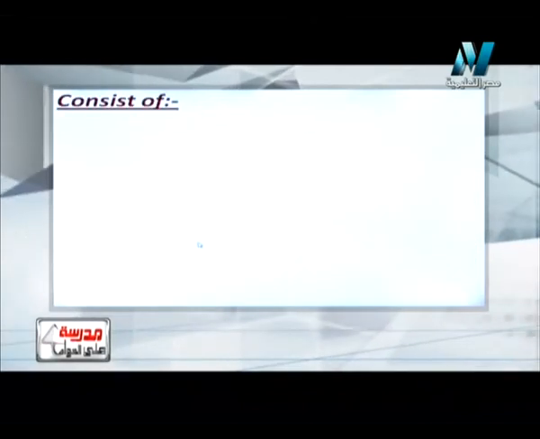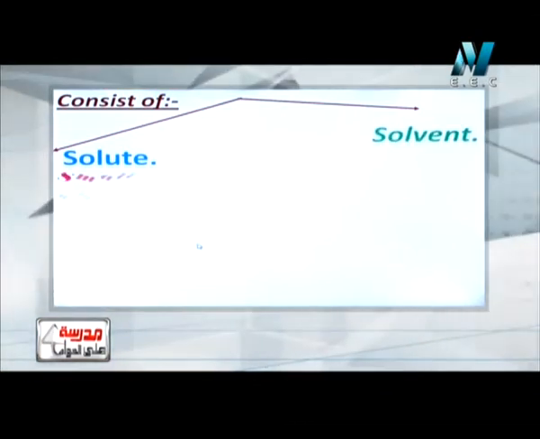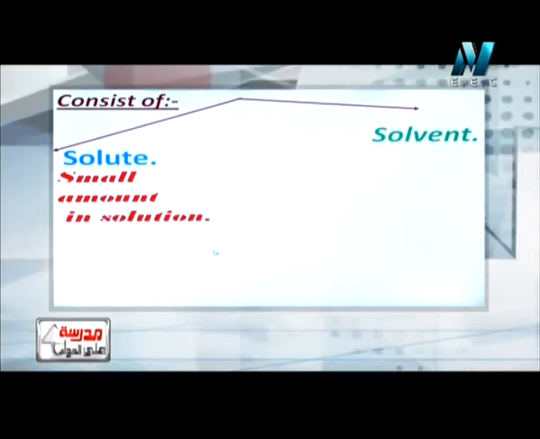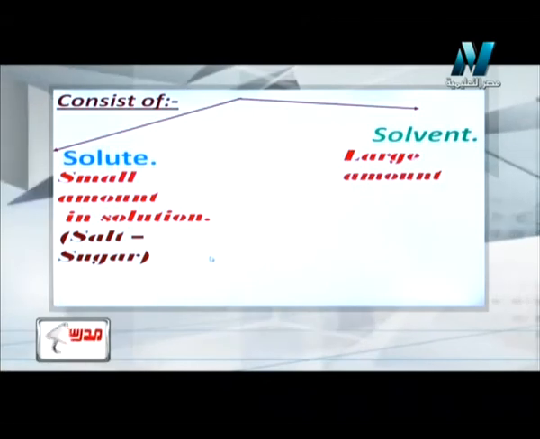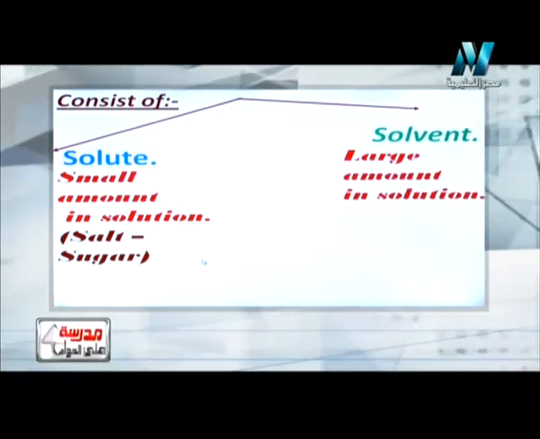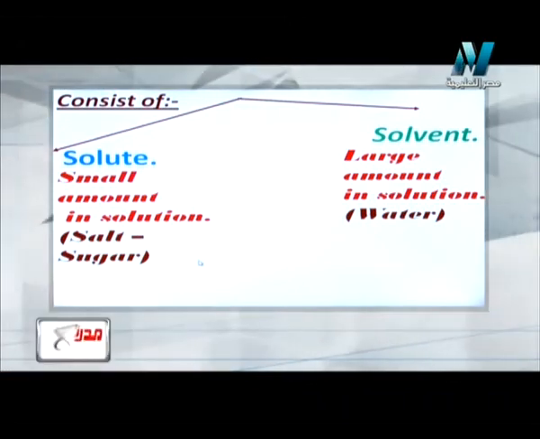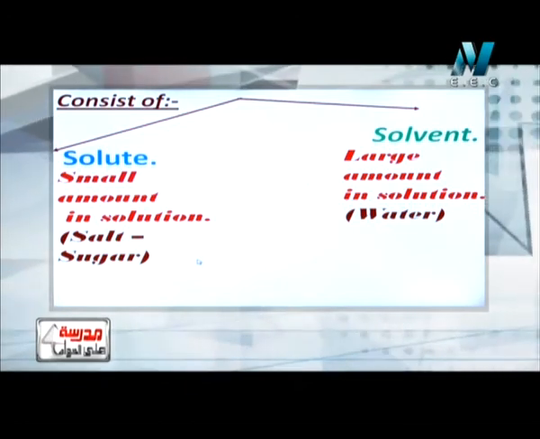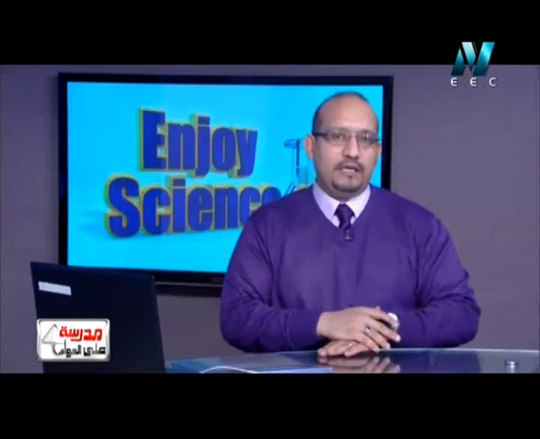Okay, so here we have a solution that consists of number one, solute, and number two, solvent. Someone might say, no, I want to say solvent and solute as you like, but we should know: solute is a small amount in solution, as sugar or salt, and solvent is a large amount in solution, as water, the most popular solvent in our life.